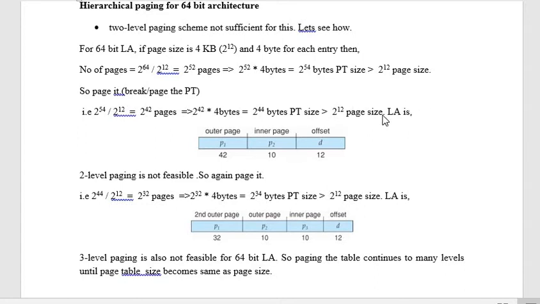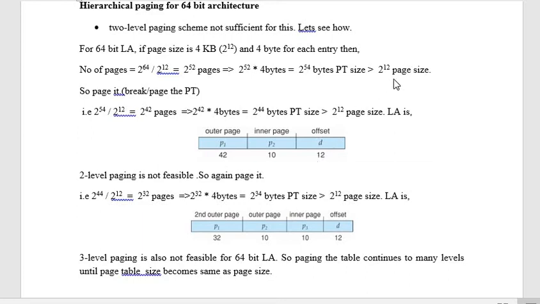When you keep on dividing the page table into the next level of paging, you must be aware of what the logical address representation would be. When we have 2 to the power of 52 entries for the outer page table, 52 bits were enough to represent the page number. So out of 64, if you use 52, 12 bits remain for the offset.